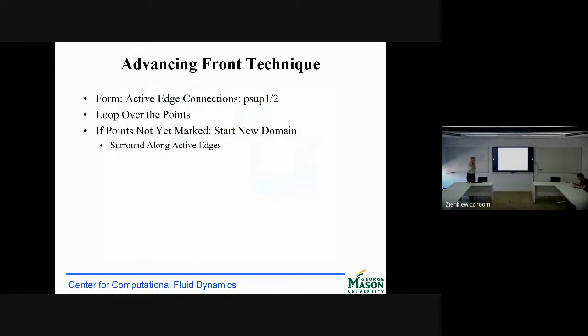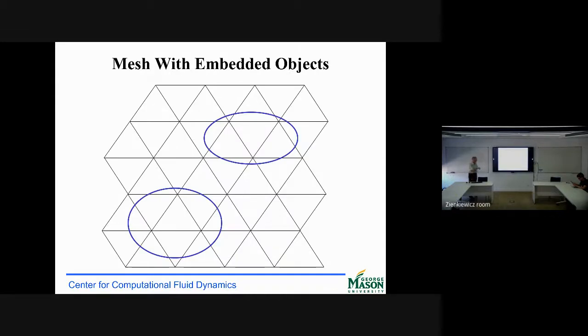Okay, so first technique, a simple advancing front technique. So you build up the connectivities of points that are connected with active edges that are not crossed by a CSD surface, and then you just do a loop over the points, and if the points have not yet been marked, you keep adding. So this would be a typical case here. We have two objects, and then we can mark the edges that are crossed. So these are all the deactivated edges, all the red ones.